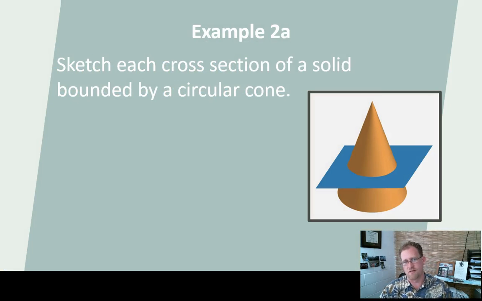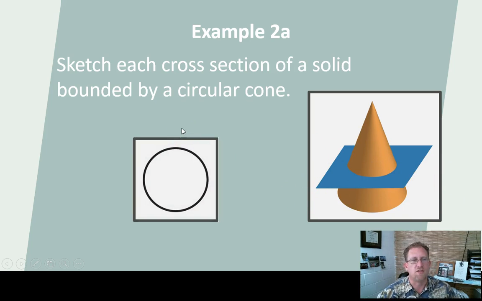Okay, let's look at several examples. This example asks you to sketch a cross section of a solid bounded by a circular cone. Here I have a circular cone, and this plane slices through the circular cone. And I'm going to ask you, what's the shape where the plane meets the cone? What's that shape? That's going to take you cutting that in your brain and looking at it and thinking, what is that? That's a circle, right?